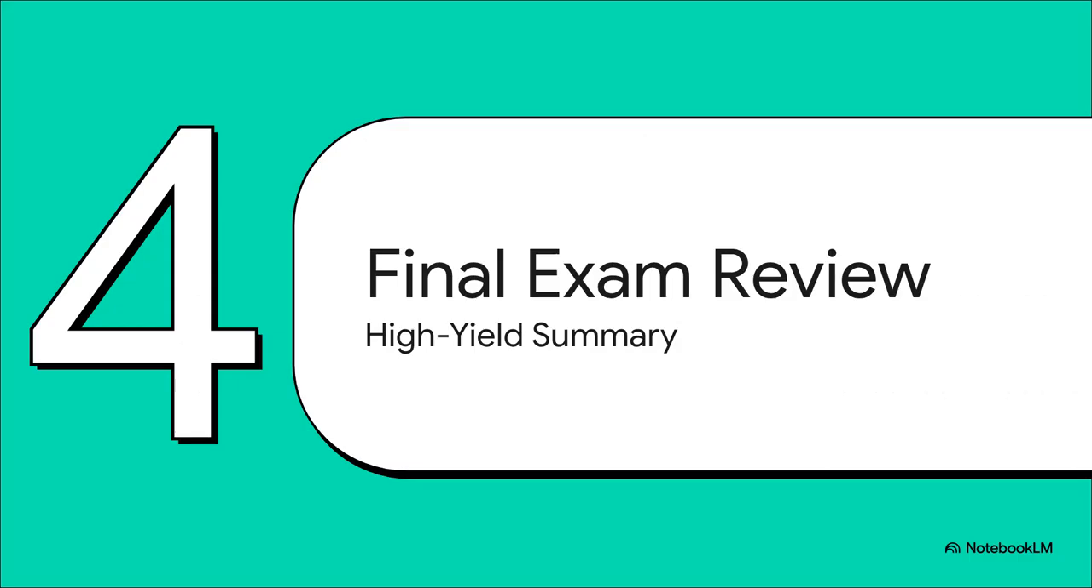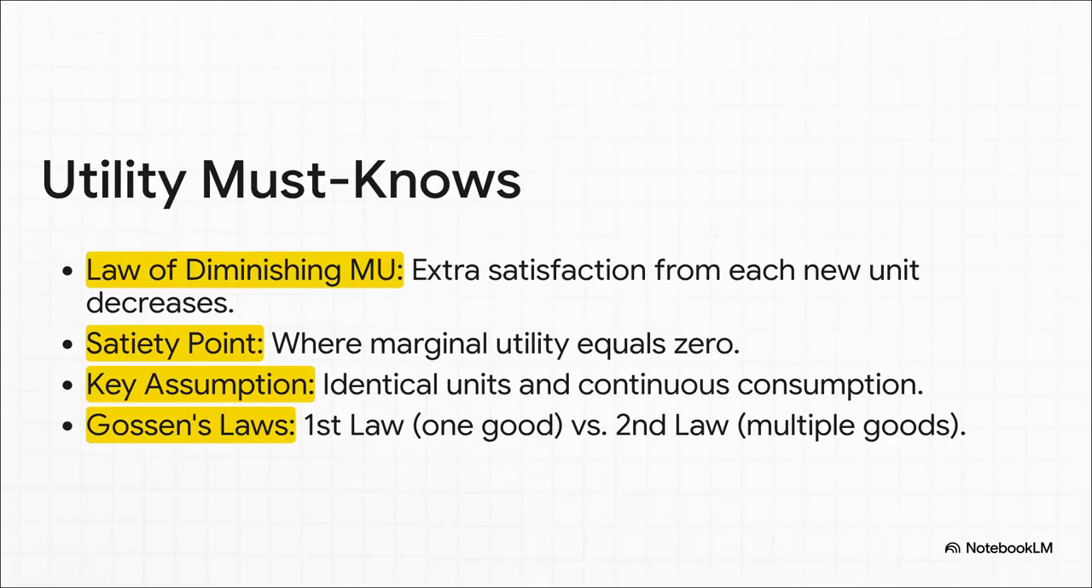Okay, let's wrap this up with a quick, high-yield summary of the absolute must-know facts for your exam. So, for utility, here's what you need to lock in. 1. The law of diminishing marginal utility. 2. The satiety point is where marginal utility hits 0. 3. Remember the key assumptions. And 4. Know the difference between Gossen's first and second laws.